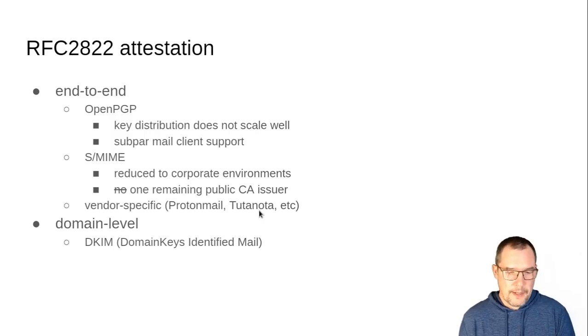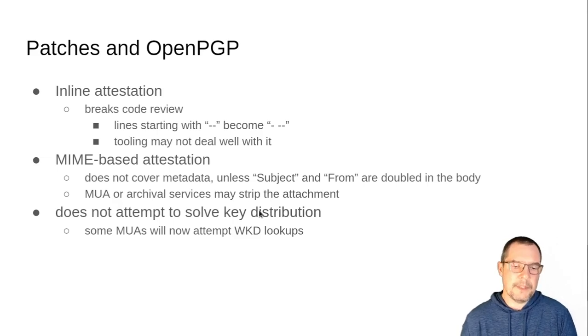Anyway, there are vendor-specific end-to-end mechanisms for signing, receiving and verifying mail, Proton Mail, Tutanota, but they're all within the vendor itself. They don't scale outside, so we're not going to talk about them at all. So domain level verification is DKIM. Let's take a look at that in a moment.